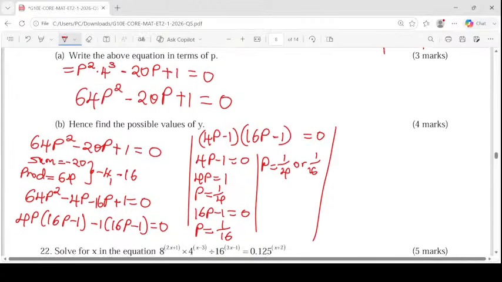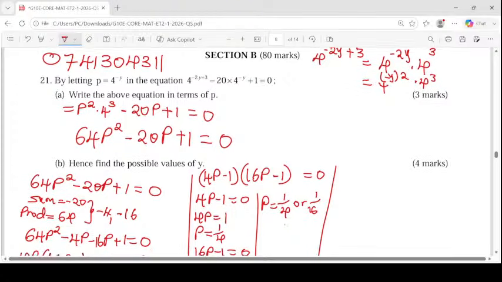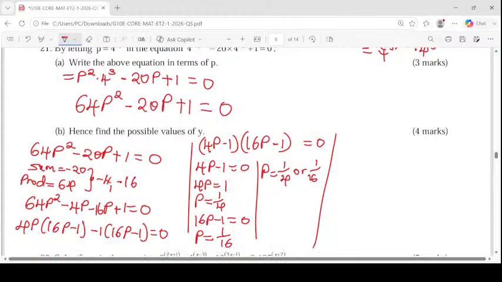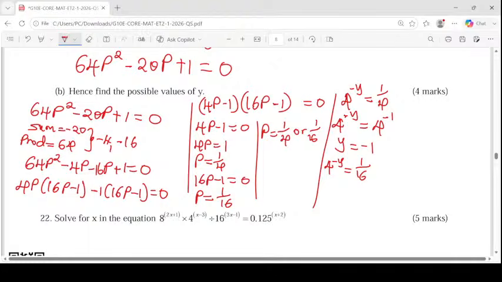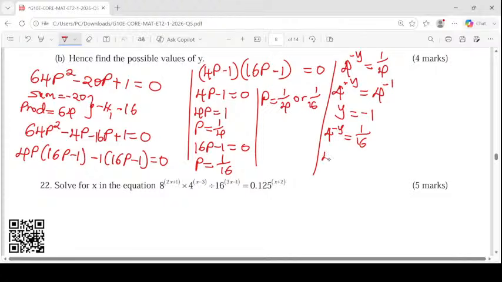But what was our p? Our p was 4 power negative y. So 4 power negative y is equal to 1 over 4. 4 power negative y is equals to 1 over 16. So this is like saying 4 power negative y is equals to 16 power negative 1. 16 is like saying 4 squared, multiplied by negative y.